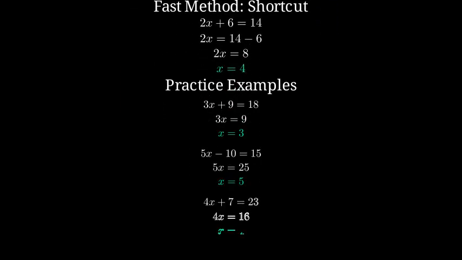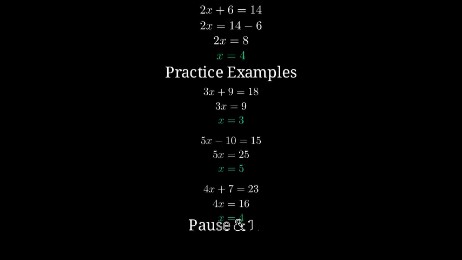Example 1. 3x plus 9 equals 18. Subtract 9. 3x equals 9. Divide: x equals 3. Example 2. 5x minus 10 equals 15. Add 10. 5x equals 25. Divide: x equals 5. Example 3. 4x plus 7 equals 23. Subtract 7. 4x equals 16. Divide: x equals 4. Now it's your turn.